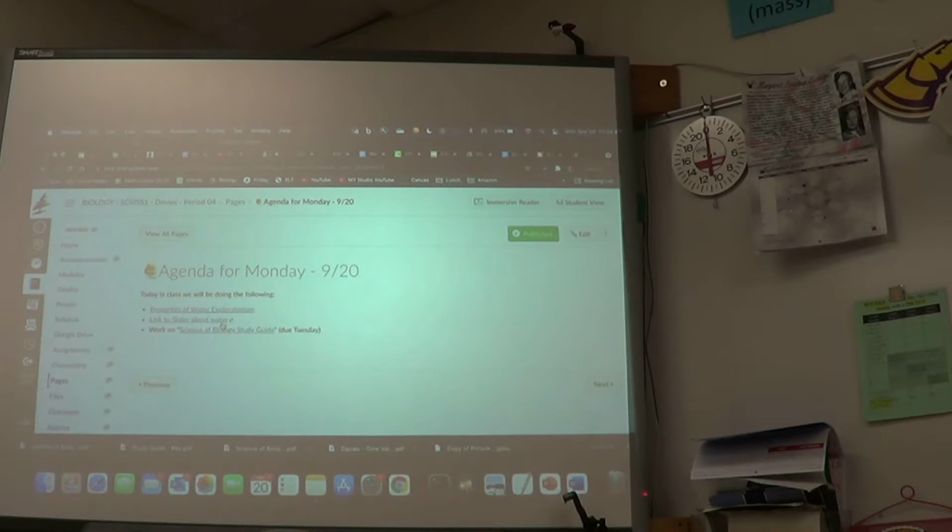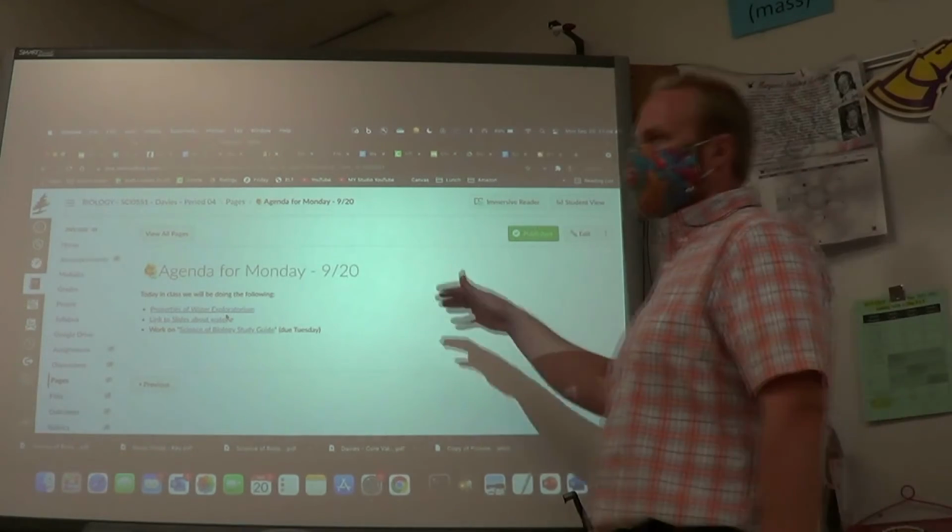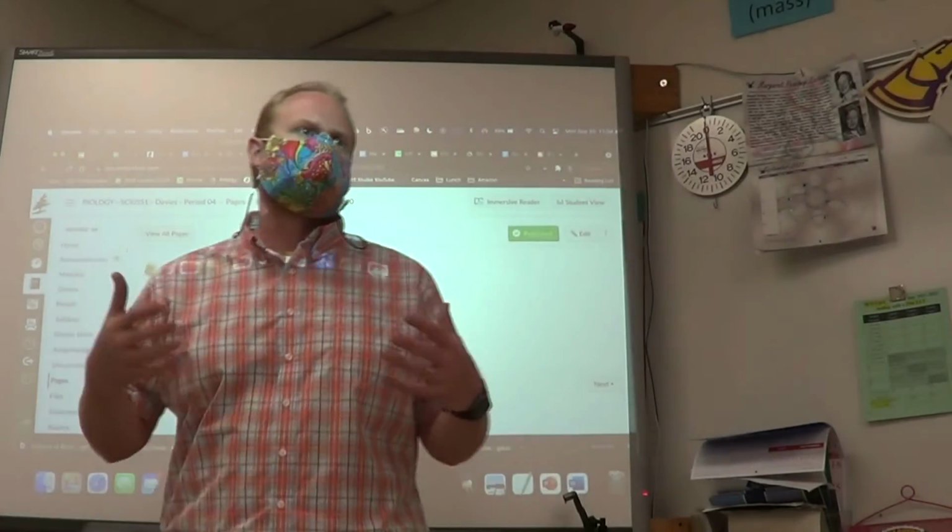One of the things we're about to go through is a slide presentation, but the other two are the exploratorium and then this study guide. So the exploratorium is we're going to look at some properties of water. This properties of water exploratorium is for you to get a basic understanding of some unique properties of water.